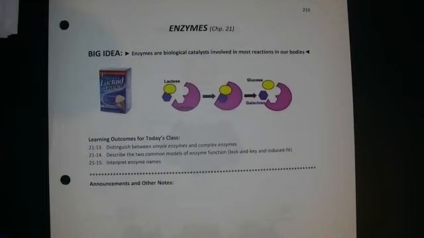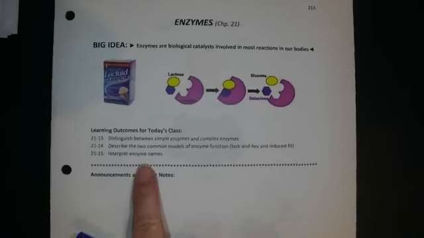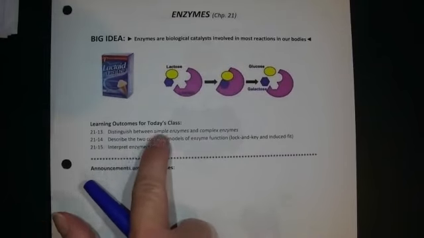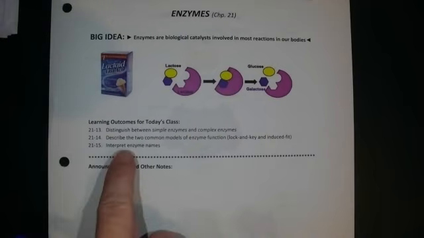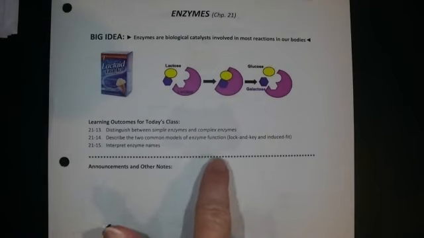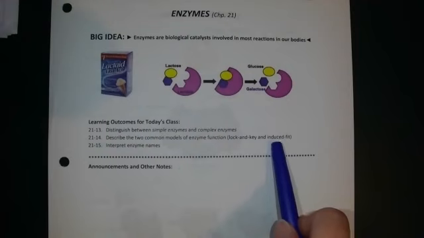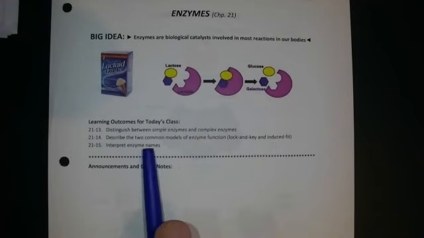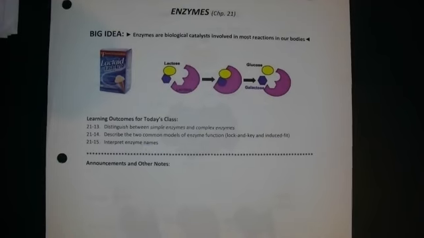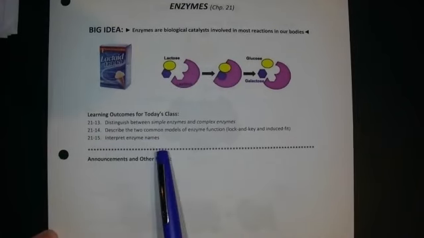We're talking in this video about enzymes, giving an introduction to enzymes, focusing on a few learning outcomes that are listed here. We're going to distinguish between simple enzymes and complex enzymes, describe the two common models of enzyme function, which are the lock and key model and the induced fit model, and then finally learn how to interpret enzyme names. So let's start with the first one, distinguishing between simple enzymes and complex enzymes.